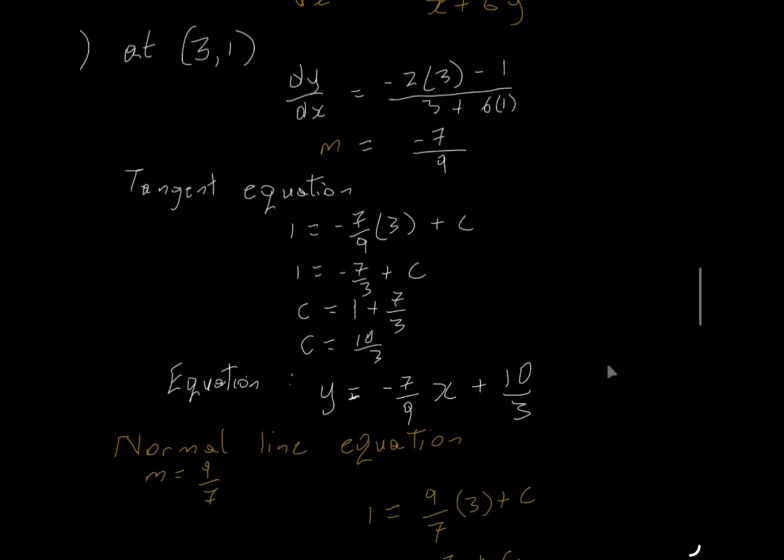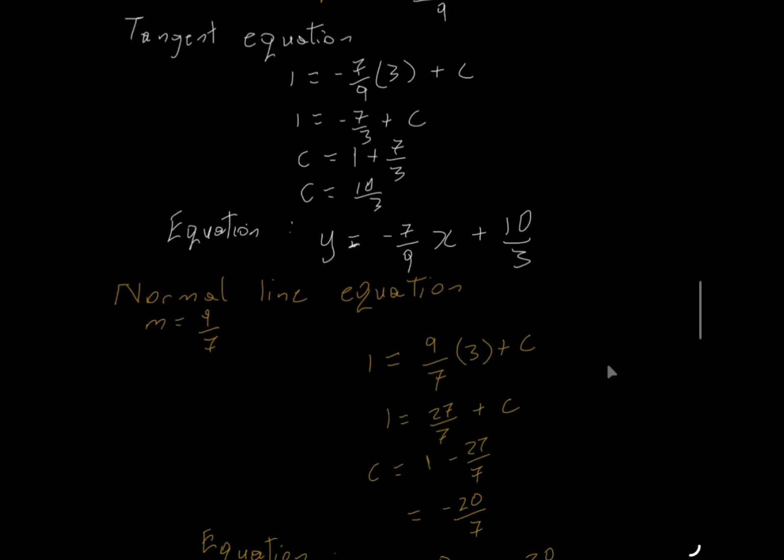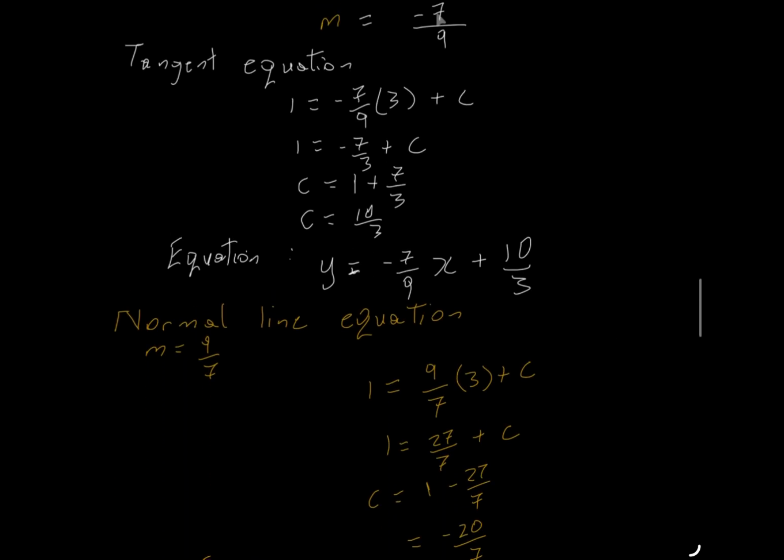Now for your normal line equation, remember your normal line has the negative reciprocal slope of your tangent line, and your tangent was -7/9, so the gradient of your normal line is positive 9/7.